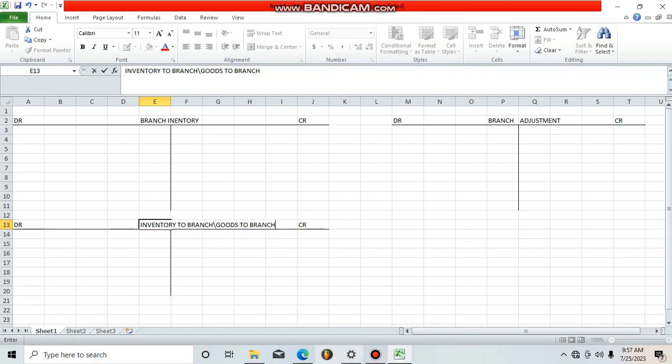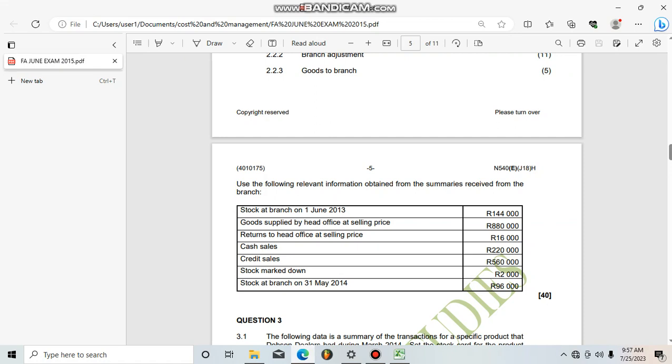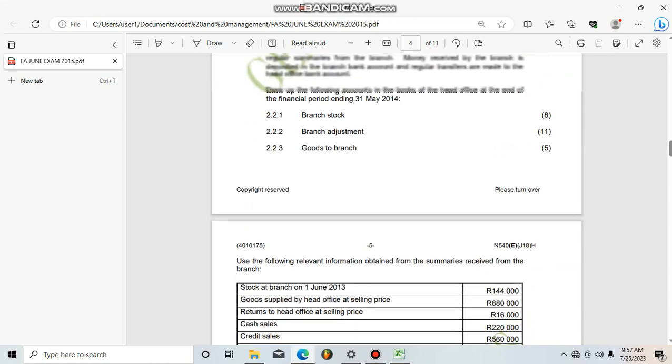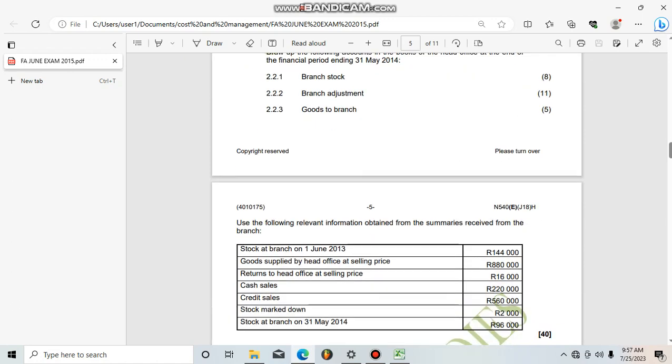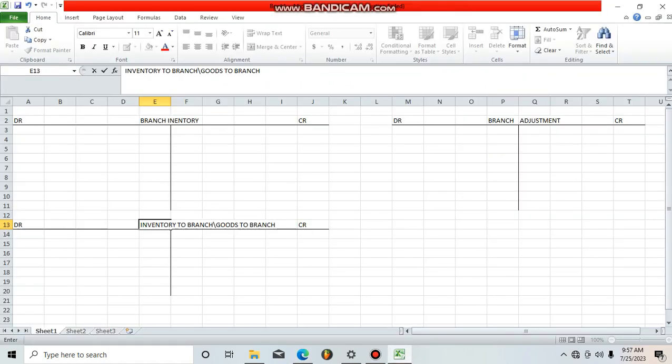Okay, so let's go back to the stock at the beginning of the year, which is 144,000. So this one is the opening stock. Remember the markup that we're using is 60%, right? Selling price method. So this is the branch opening balance inventory, 144,000. So we come here and write the balance brought down, 144,000.